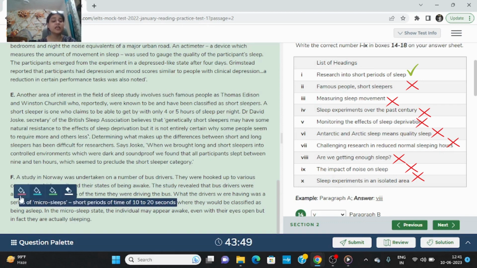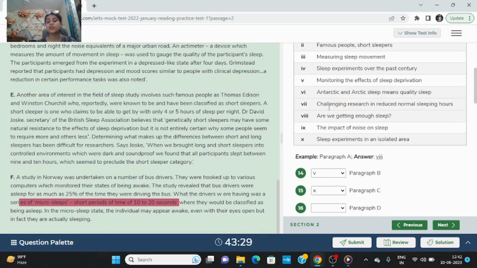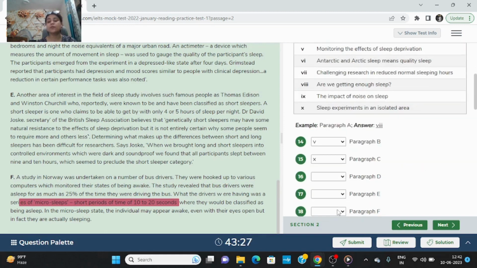As we can see here, it's written that the bus conductors, oh sorry, bus drivers were asleep for as much as 25% of the time they were driving the bus. What the drivers were having was a series of micro sleeps, even with their eyes open, but in fact they're actually sleeping. So this will be the most accurate heading. So I am writing in front of F first.